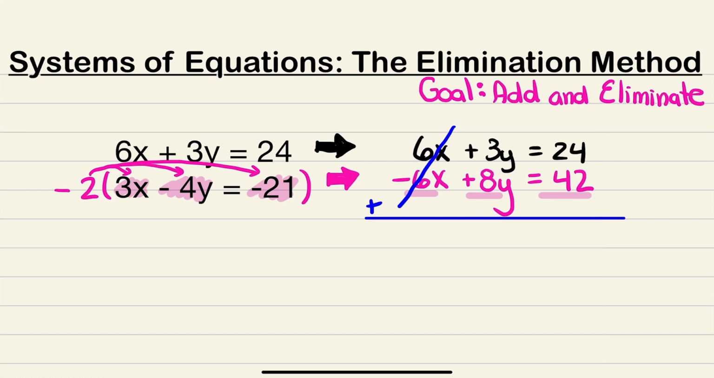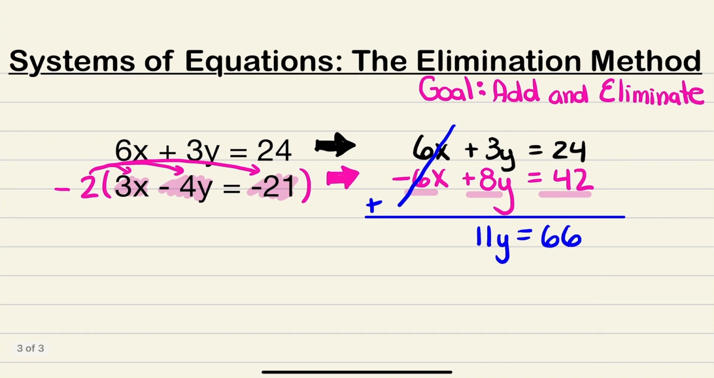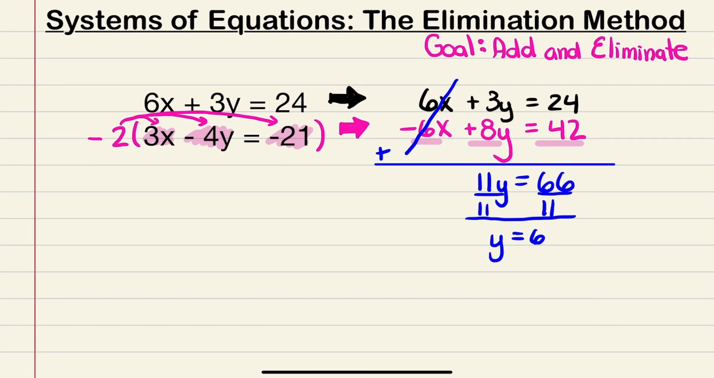And that's huge. That's huge because now if I add together my 3y and my 8y, I get 11y. And if I add together my 24 and my 42, I get 66. And this is great because this is an equation I can solve. I can get y by itself because I no longer have an x value. If I divide both sides by 11, now I have y equals 6. And that's absolutely phenomenal, okay? So now I have half of my solution.